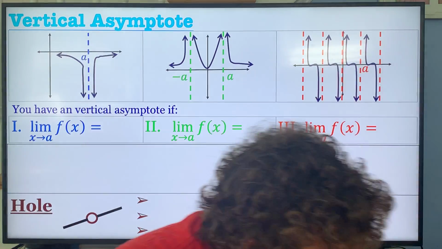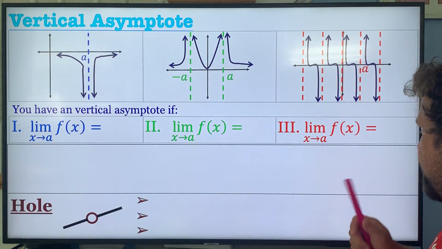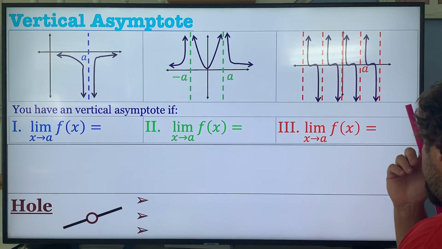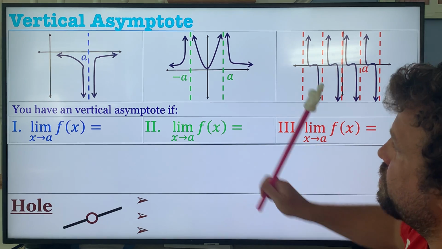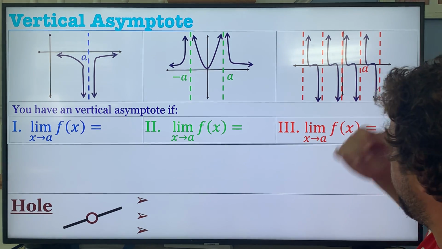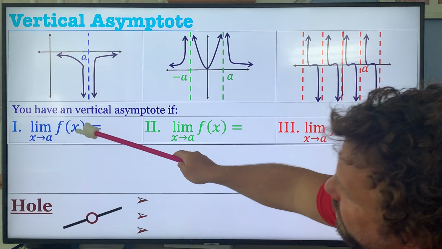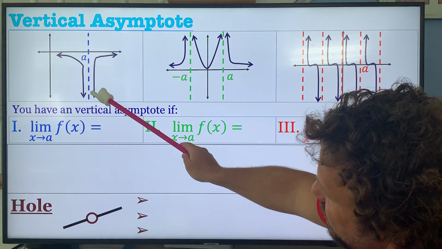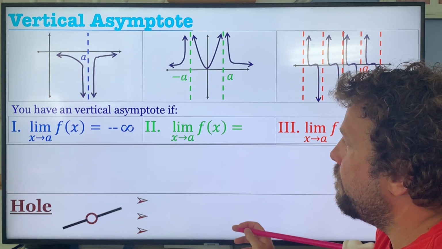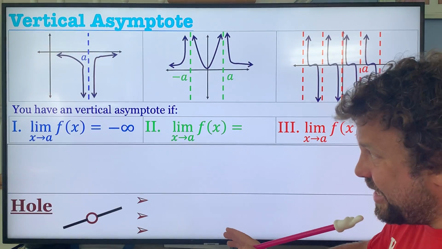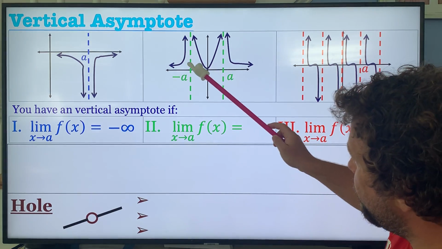All right, vertical asymptotes. Kind of touched on this last lesson. Hopefully you guys picked it up. If you didn't, now I'm going to hammer it home. You have a vertical asymptote if one of the 3 things happens. So, number 1, the limit of f of x as x approaches a is negative infinity. You think it's negative infinity. It's not. It's still really DNA, but you say DNA. So you have a vertical asymptote here.